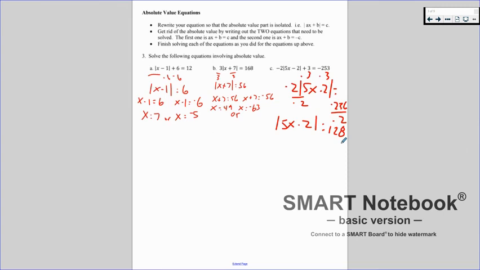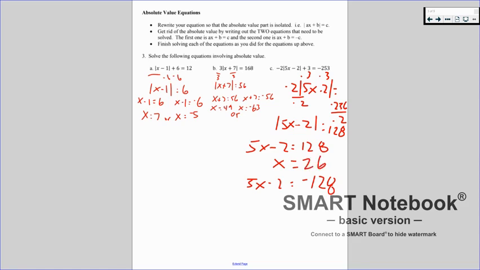All right, so at this point, to undo the absolute value, I'm going to be writing two different equations. That's a minus sign in there. So I have 5x minus 2 equals 128. And I'll have 5x minus 2 equals negative 128. And we should all be great at solving these little two-step equations. Add 2, divide by 5, and I get 26.